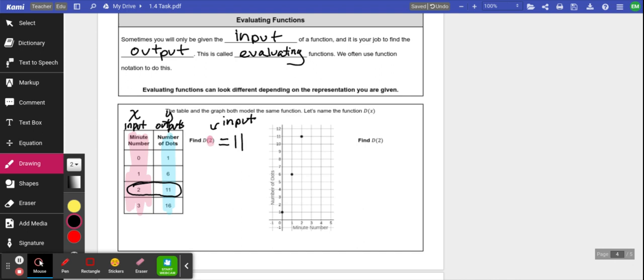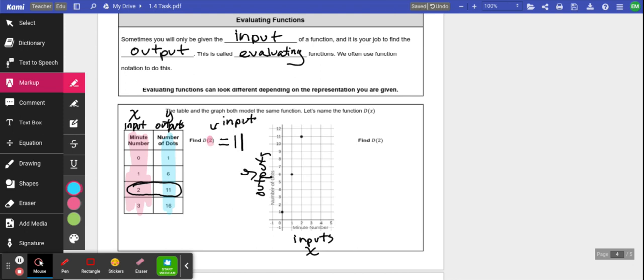On a graph, we have the same ideas, but right now, the minute number, as we can see, is in the x-axis. So our inputs are along the bottom of the graph, which are our x values, and our outputs are along the side of the graph, which are our y values on the y-axis. So over here, these numbers, 0, 1, 2, 3, 4, 5, those are our inputs, and our outputs are the numbers along the y-axis. So what I want to do is find my input of 2 again, say d of 2. So I'm going to look for that.